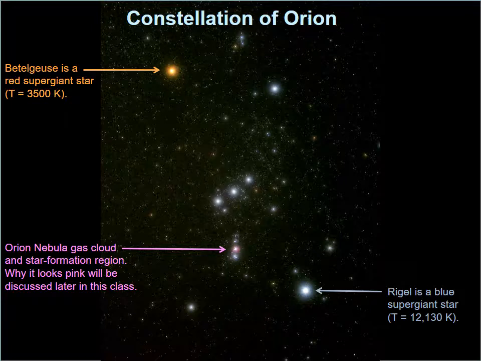Wien's law and the Stefan-Boltzmann law, however, don't explain why the Orion Nebula gas cloud appears pink, and that'll be explained in these topics about spectroscopy.